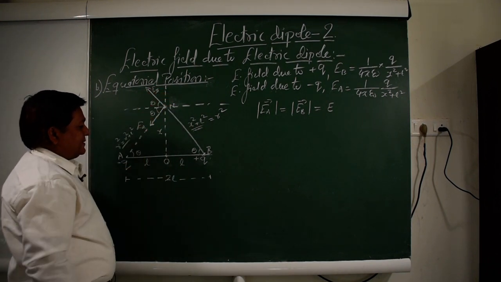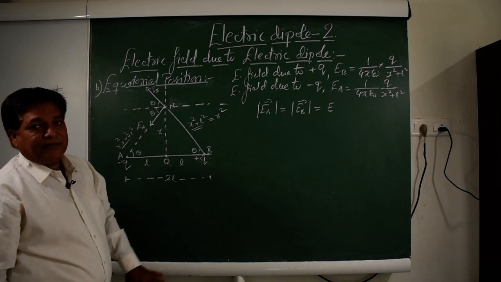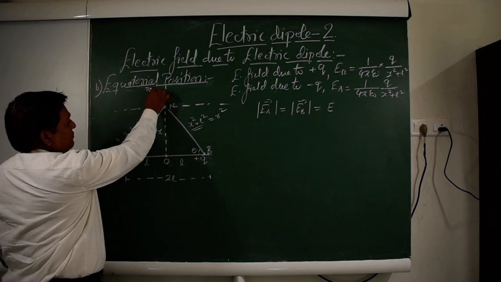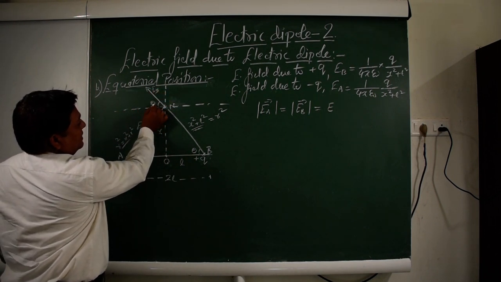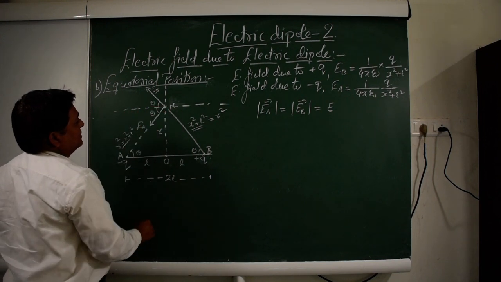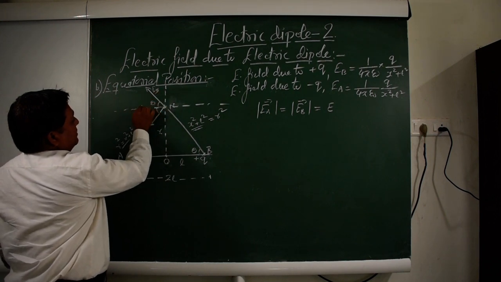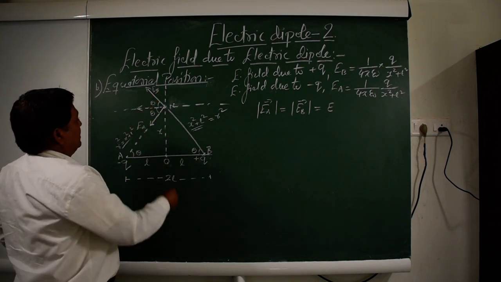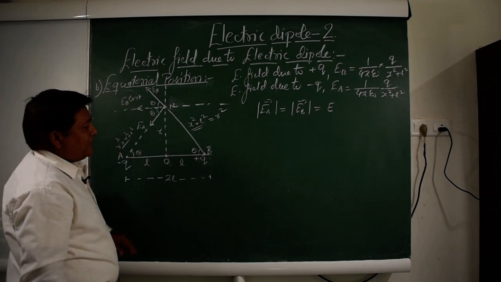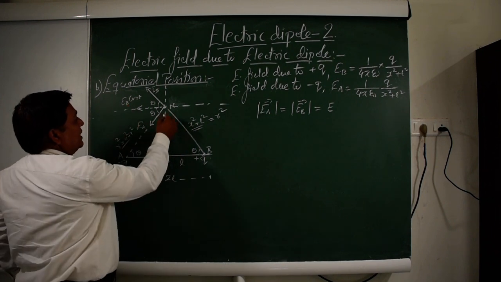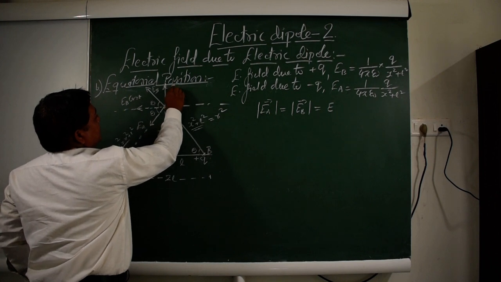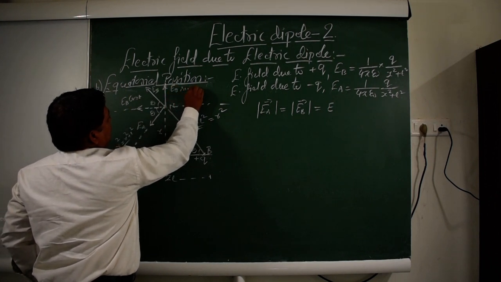If we resolve this electric field EB into two components, what will be its components? One component is along this horizontal line, which is making angle theta. This component will be EB cos theta. Another component will be perpendicular to it, and this will be EB sin theta.